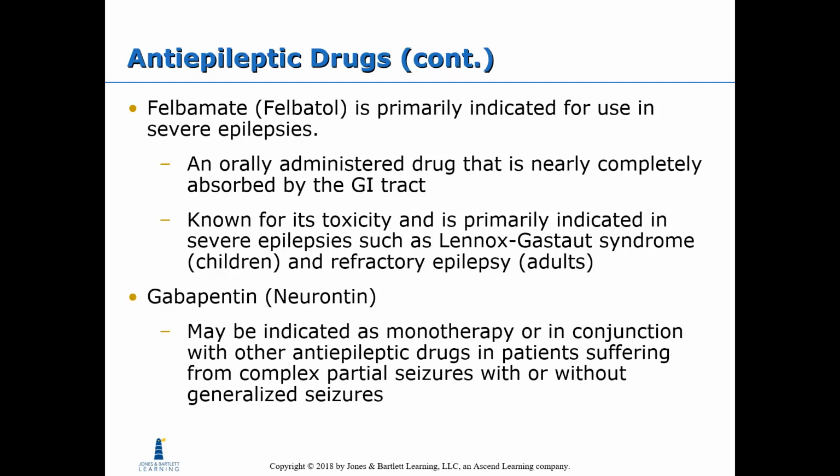Felbamate is primarily indicated for use in severe epilepsies, an orally administered drug that is nearly completely absorbed by the GI tract. It's known for its toxicity and is primarily indicated in severe epilepsies, such as Lennox-Gastaut syndrome and refractory epilepsy. Gabapentin may be indicated as a monotherapy or in conjunction with other antiepileptic drugs in patients suffering from complex partial seizures, with or without generalized seizures.